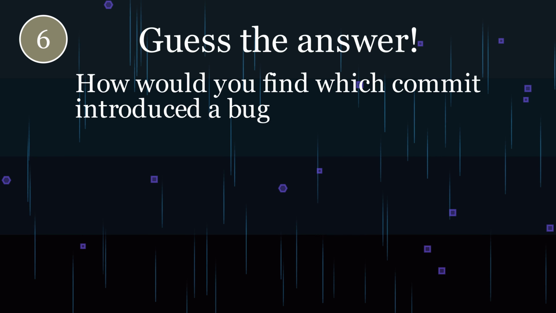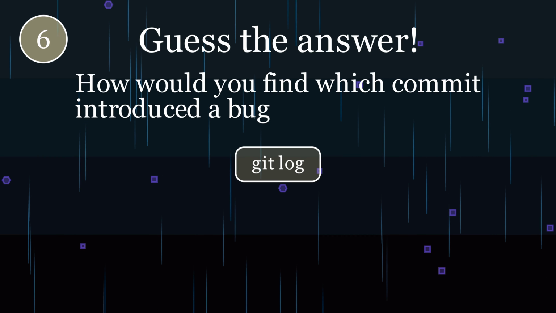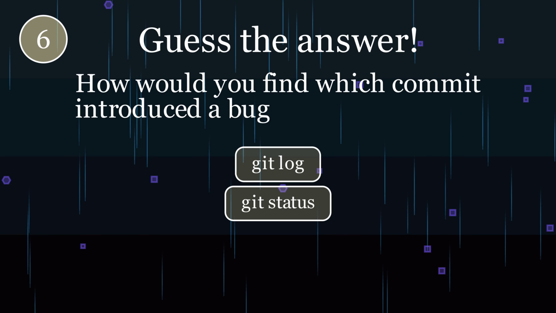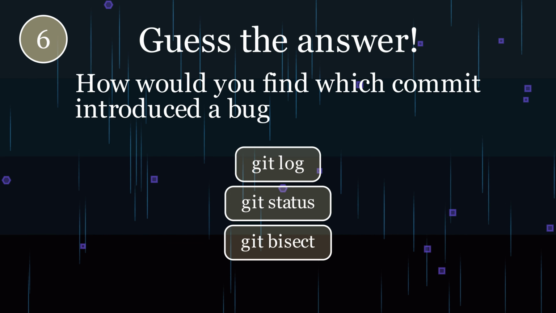How would you find which commit introduced a bug? Git log. Git status. Git bisect.